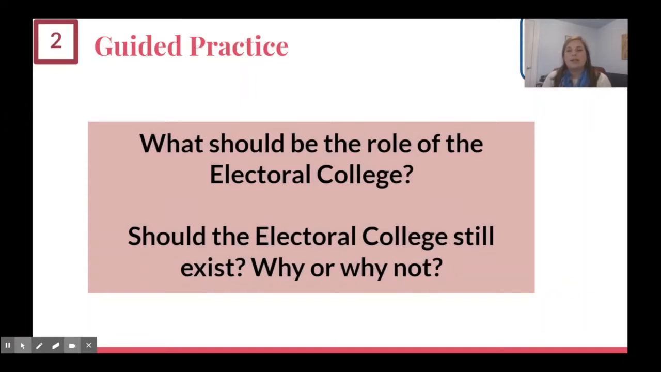So that brings us back to this question. What should be the role of the Electoral College? Should the Electoral College still exist? Why or why not? A lot of people have very strong feelings about this and the role that it should play in our democratic republic.